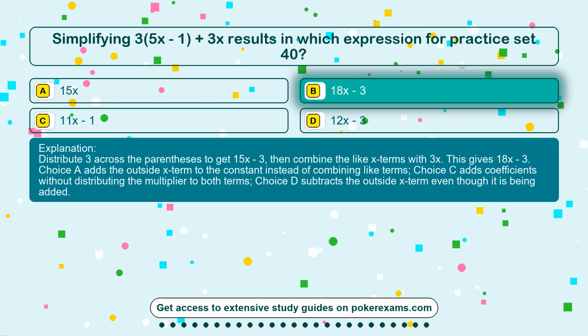Distribute 3 across the parentheses to get 15x minus 3, then combine the like x terms with 3x. This gives 18x minus 3. Choice A adds the outside x term to the constant instead of combining like terms. Choice C adds coefficients without distributing the multiplier to both terms. Choice D subtracts the outside x term even though it is being added.